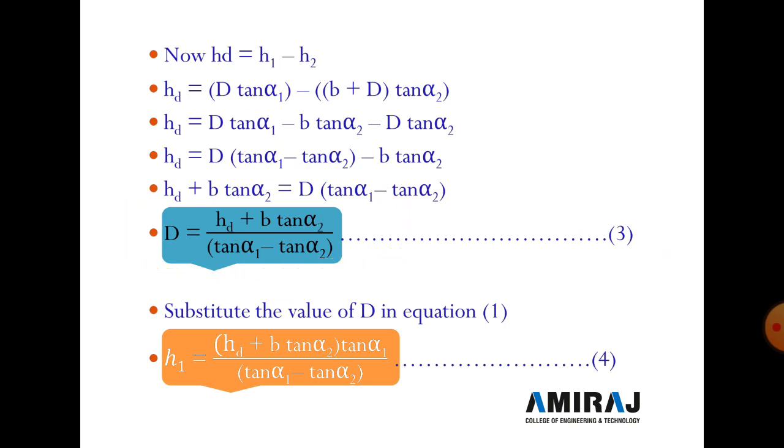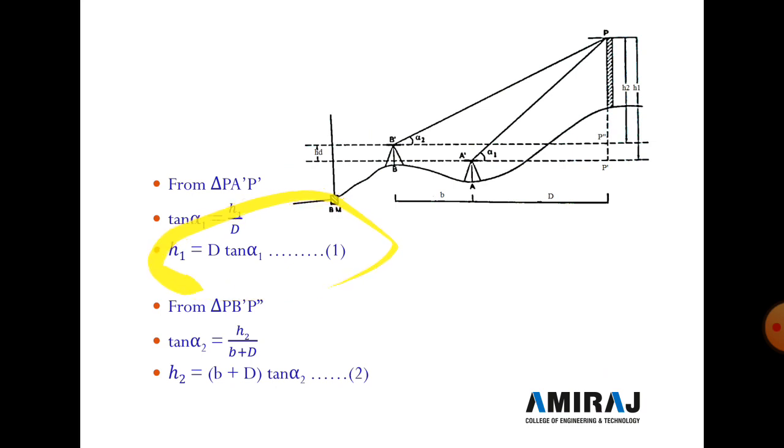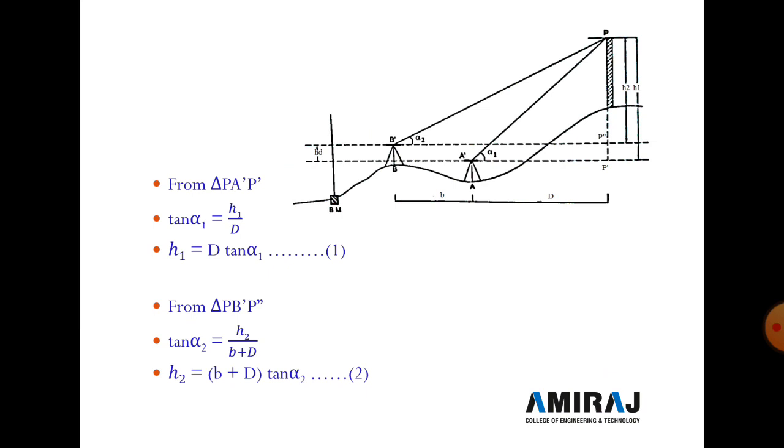Now substitute the value of the d in equation number 1. So here we will put the value of d in at here. So in equation number 1, so we find out the h1 value. So h1 is a hd plus b tan alpha 2 tan alpha 1 divided by tan alpha 1 minus tan alpha 2. So these are the equation number 4 for finding out the height of h1. Similarly, if we required height of the h2, so put the value of the d in a h2 equation, equation number 2 at here.